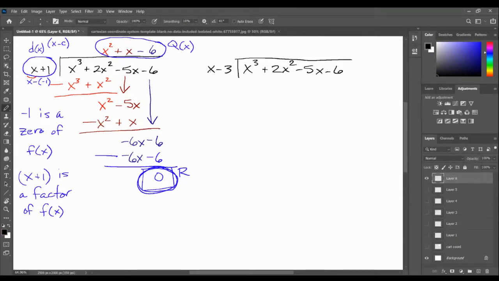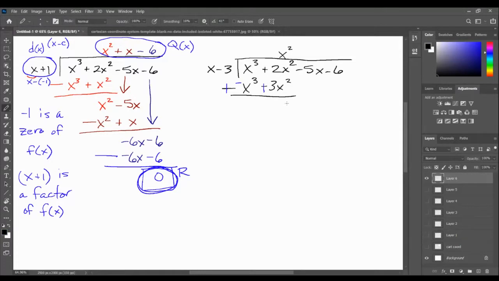What do I multiply x by to get x cubed? That's x squared. And I always write it above the one with the matching degree. It just keeps things organized and I know when I'm at the end. X squared times x is x cubed. X squared times negative 3 is negative 3x squared. Now I need to subtract that. Now, if it helps you, remember subtraction is adding a negative. Go ahead and change the signs of the things there, and now you're adding.